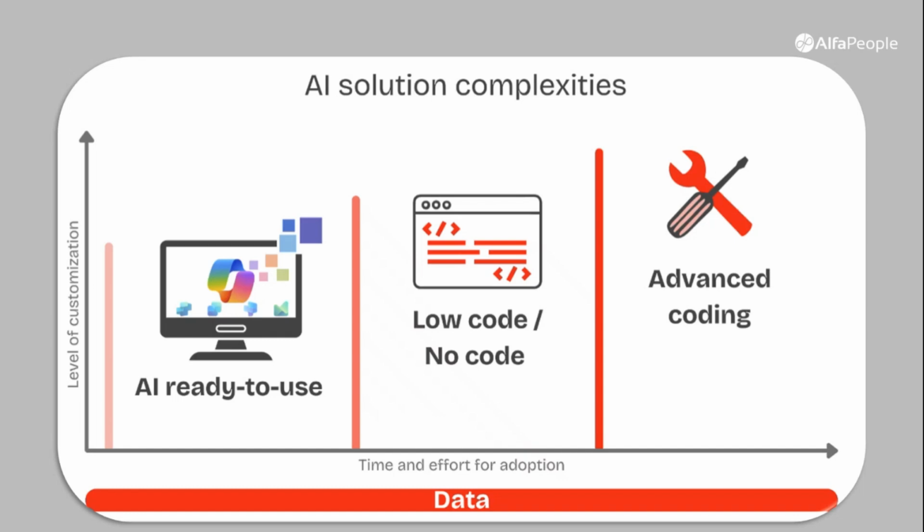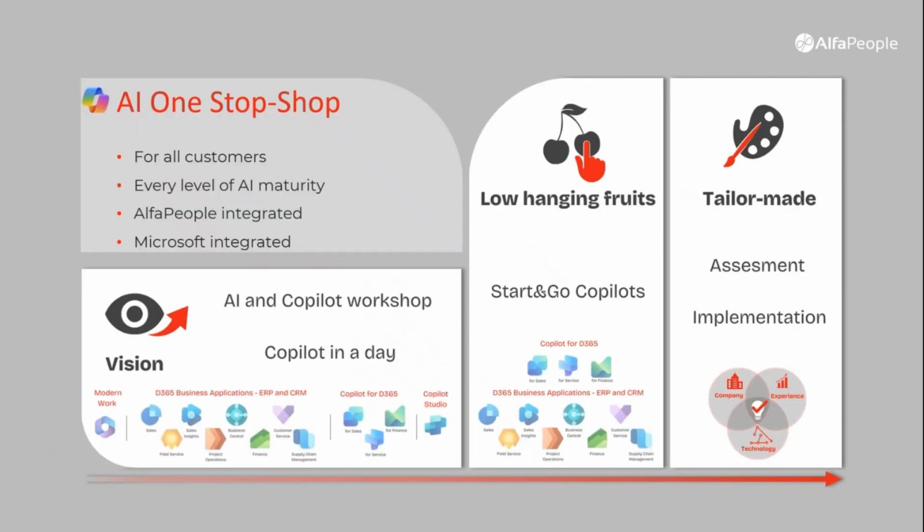But last and not least to be mentioned, the advanced coding area is where we can actually develop personalized AI solutions. We can personalize generative AI models with label training data for specific scenarios, for instance, using REST APIs. And in the end, we have solutions such as Azure AI or the AI Foundry in the advanced coding area. It offers the most personalization, but also requires the most effort, evidently. So AlfaPeople really are an AI one-stop shop for all customers, any level of AI maturity, with our service integrated and Microsoft obviously integrated as we are a partner of theirs.